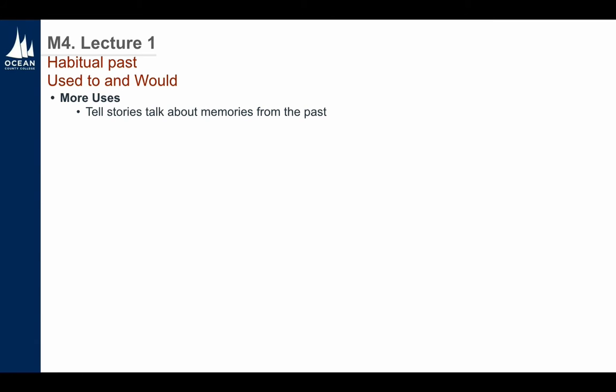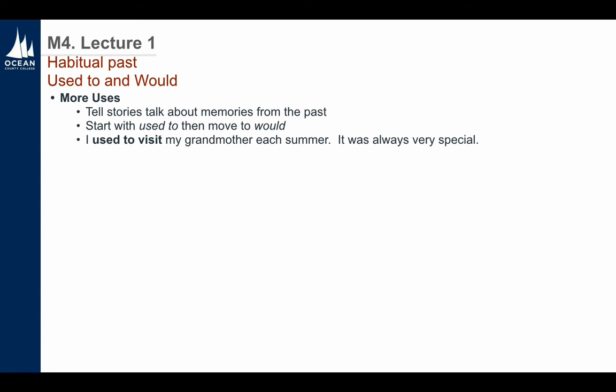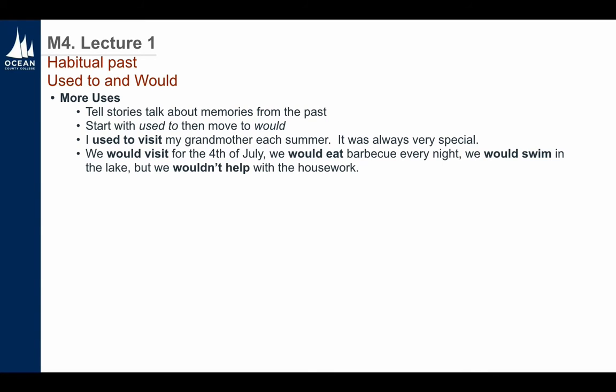All right, so we can use both used to and would when we're telling stories or talking about memories from the past. One technique that you can use is you can start with used to and then move to would. For example, I used to visit my grandmother each summer. It was always very special. We would visit for the 4th of July. We would eat barbecue every night. We would swim in the lake, but we wouldn't help with the housework.